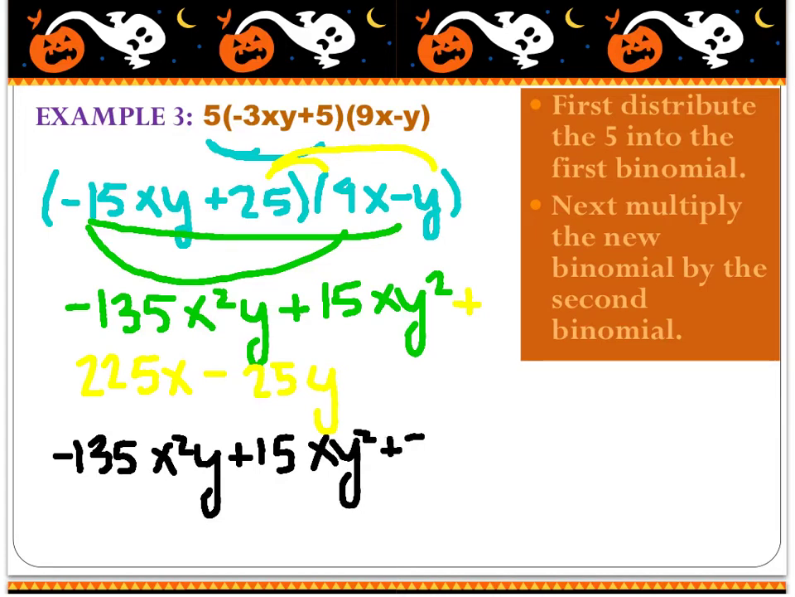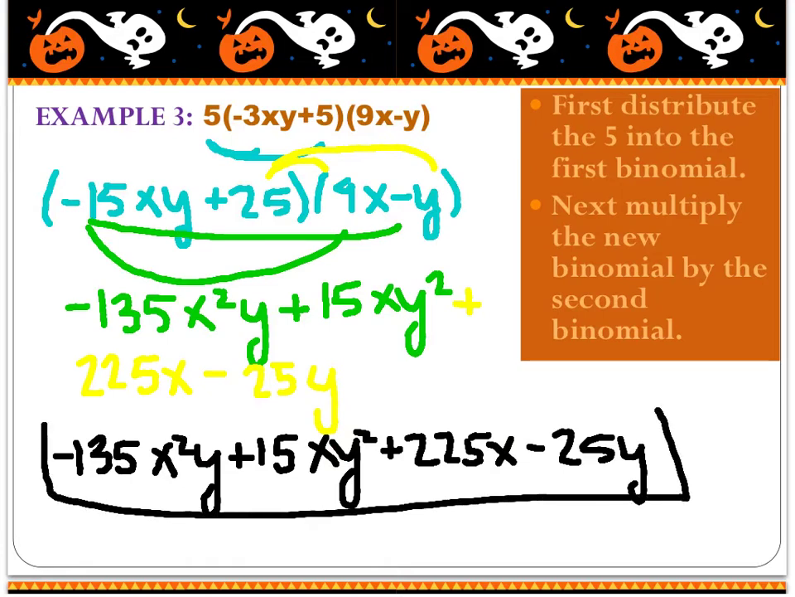Now normally we like to write our answer in descending order of the powers. Now what do I mean? I mean I'm going to do x's first, so x squared, the power is 2, then x to the first, then x to the first again, but this guy had a y, that's why he went first, and then just a plain old y. So here's my final answer. Couldn't combine anything, so that's it.